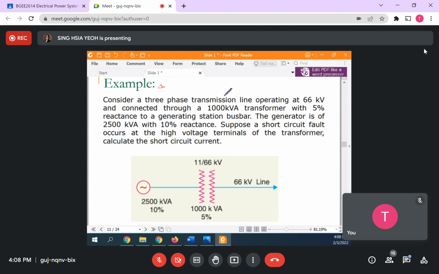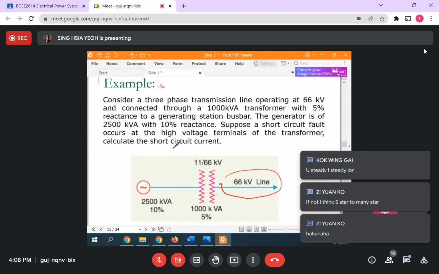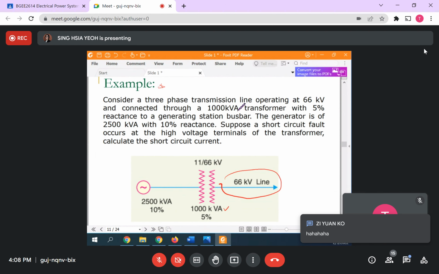Consider a three-phase transmission line operating at 66 kV. The line here, 66 kV, is connected through a 1000 kVA transformer. The information is stated as a diagram: a 1000 kVA transformer with 5% reactance to the generating station bus bar. If you don't know what a bus bar is, you can consider it as a cable.